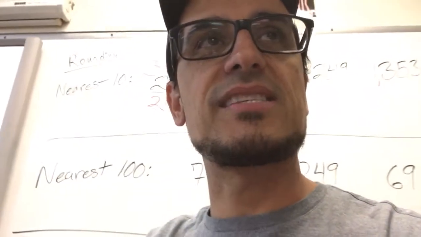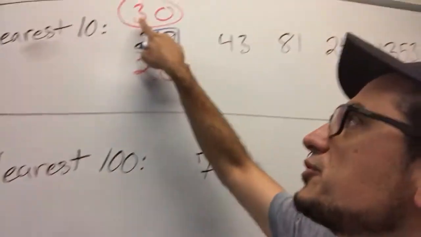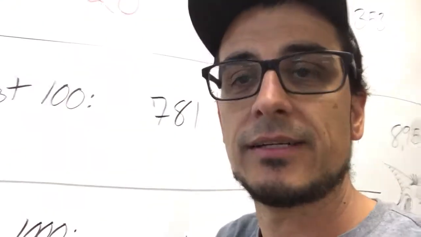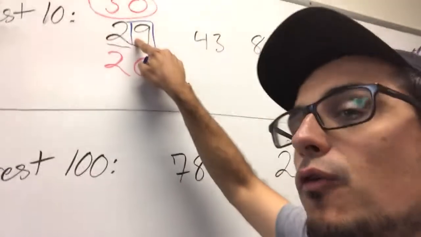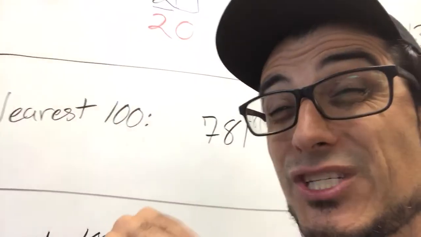Some of you have memorized this: if this number is 5 or more, you let it soar. In other words, it goes up and pushes the number up to the next 10. But if it's 4 or less, you let it rest, which means if it's 4, 3, 2, or 1, it's closer to the 10 below, which in this case is 20. Let's apply that over here.